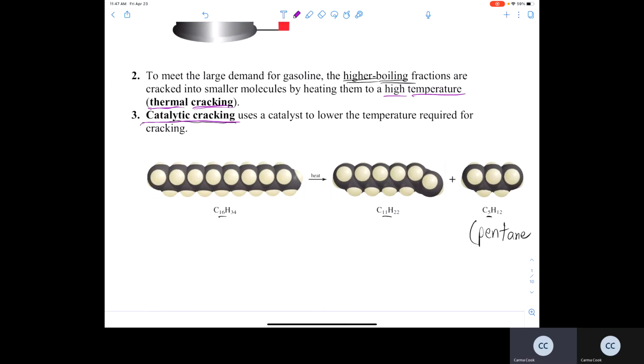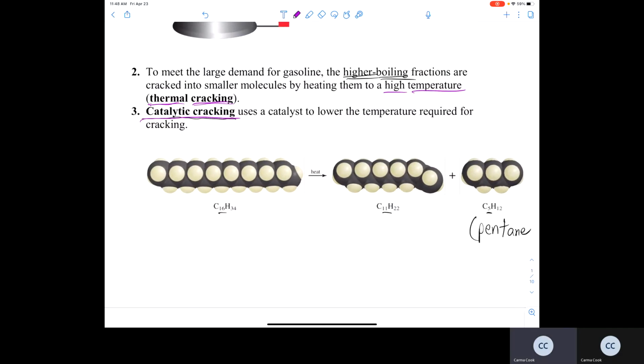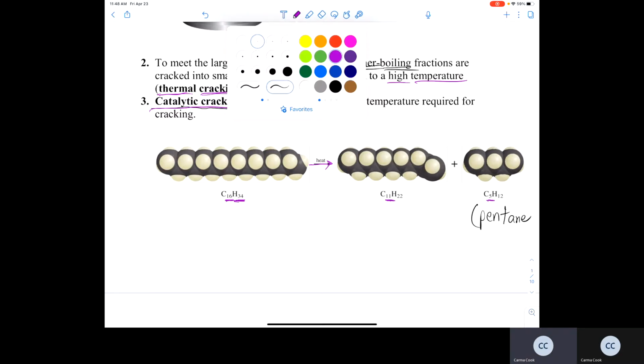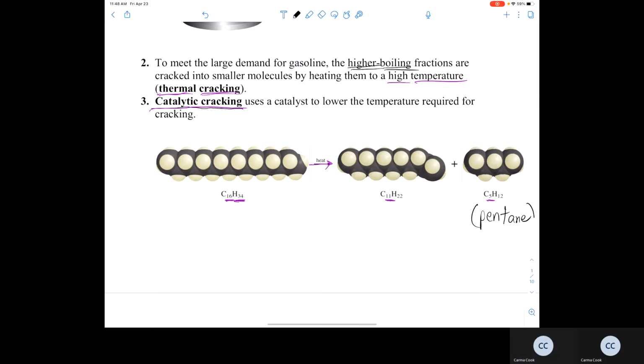So for example, if we have a 16 carbon hydrocarbon, the formula is C16H34. And then under high heat, that alkane gets broken up into two smaller pieces. One piece has 11 carbons, the other piece has 5 carbons. And so this 5 carbon piece is pentane.